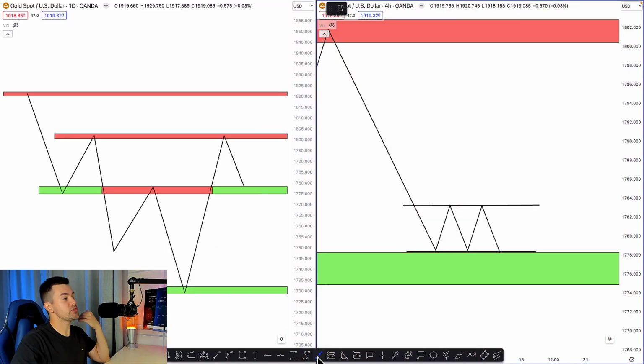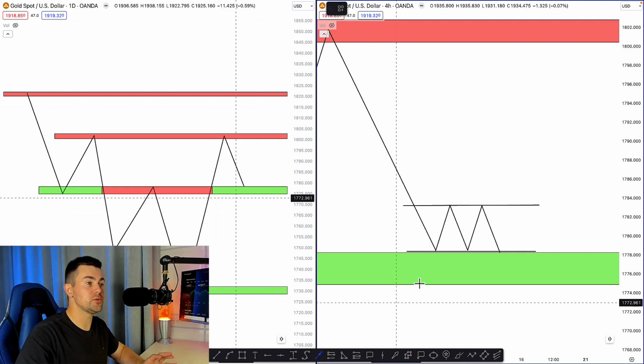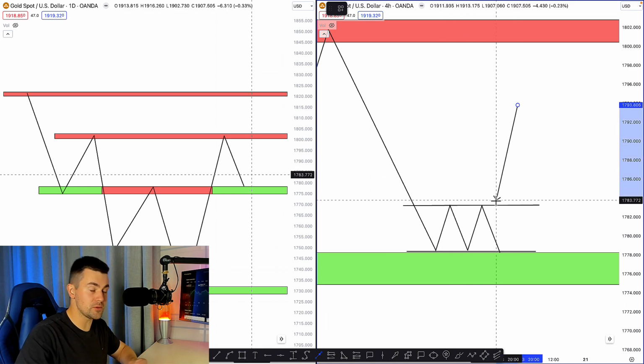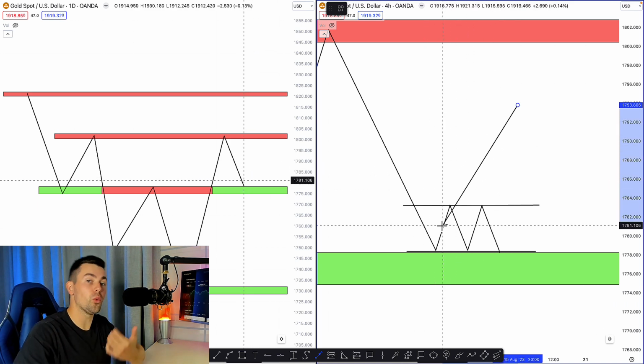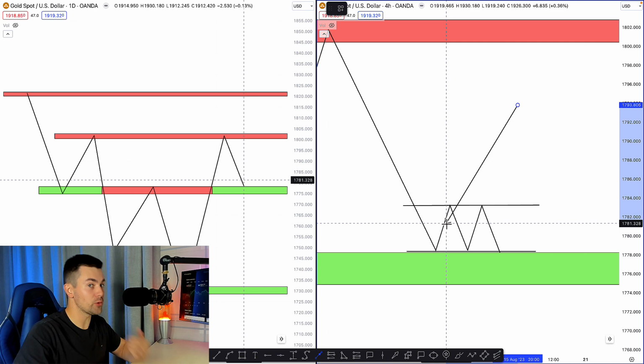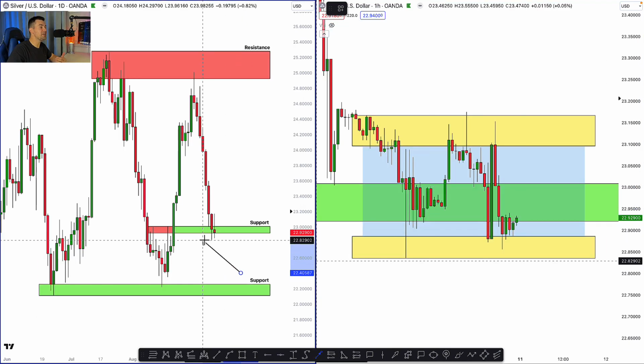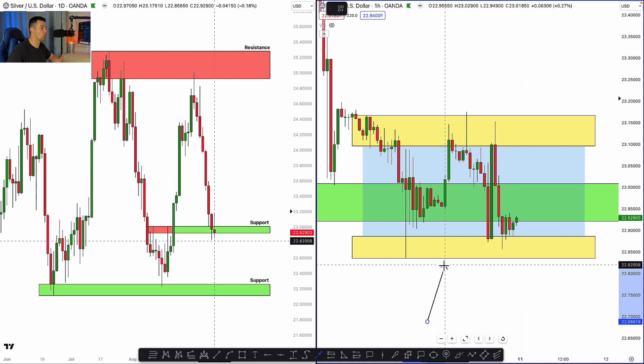Step number 2. The market should start consolidating on a key level on a 4-hour or hourly time frame. Once the market is approaching a key daily support or resistance, analyze the price action on a 4-hour and hourly time frames. On these time frames, you should look for consolidation. You should look for the formation of a horizontal trading range. Here on silver, on a key daily support, the market formed a horizontal range on an hourly time frame.